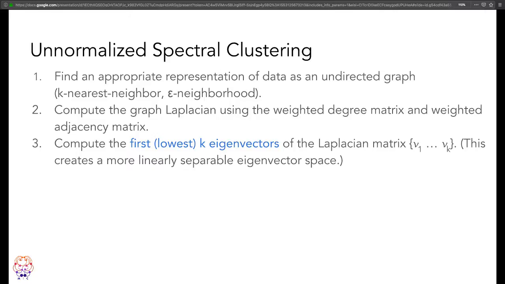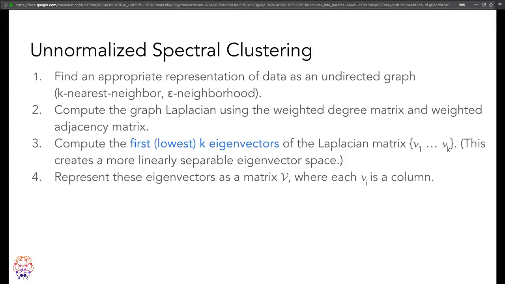An important point here is that when you take these eigenvectors, what you're doing is reducing the dimensionality of the problem. And I'll get into that in a second. So what we're going to do is put these eigenvectors into a matrix. Once we have our eigenvectors, we're going to place them, each as a column, into a matrix.